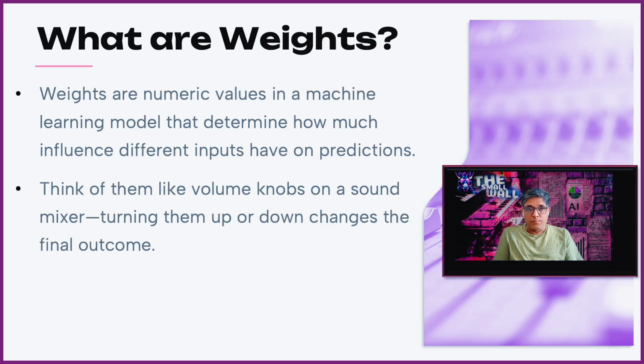What are weights? The weights are numeric values in a machine learning model that determine how much influence different inputs have on predictions. Think of them like volume knobs on a sound mix board. Turning them up and down changes the final outcome. It's a very simple example.